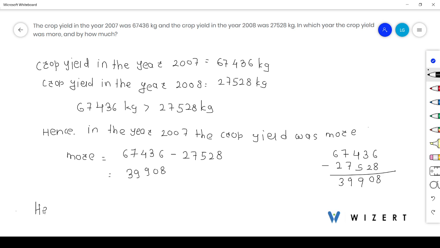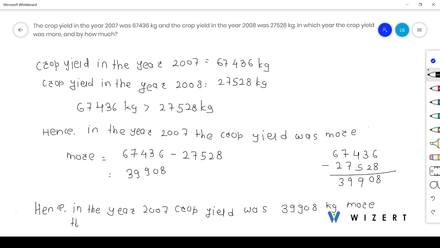Hence, in the year 2007, crop yield was 39,908 kilogram more than the year 2008.